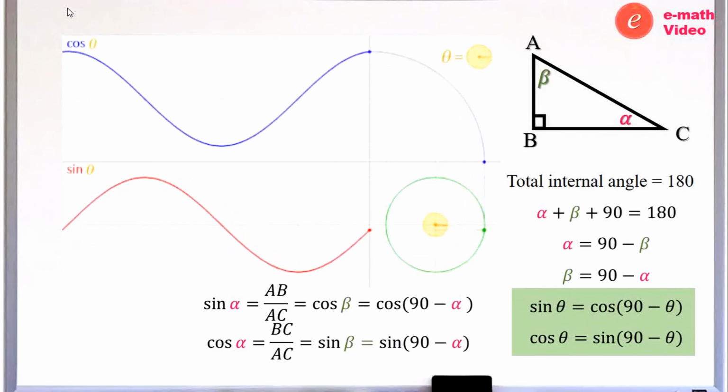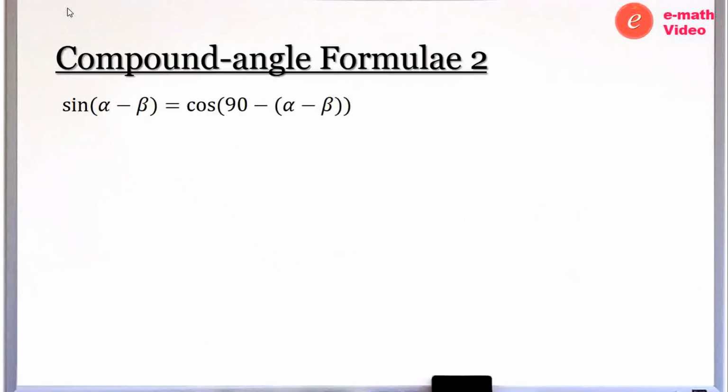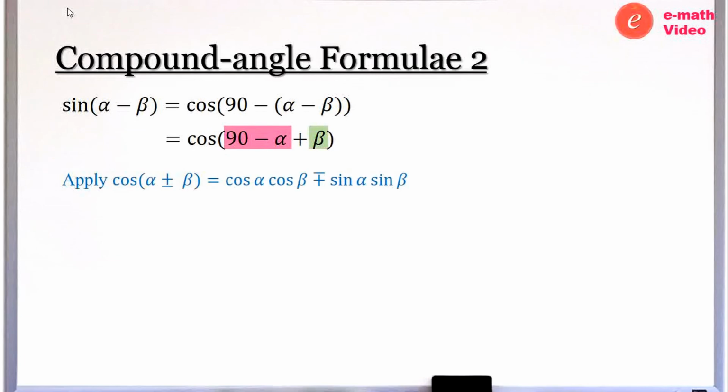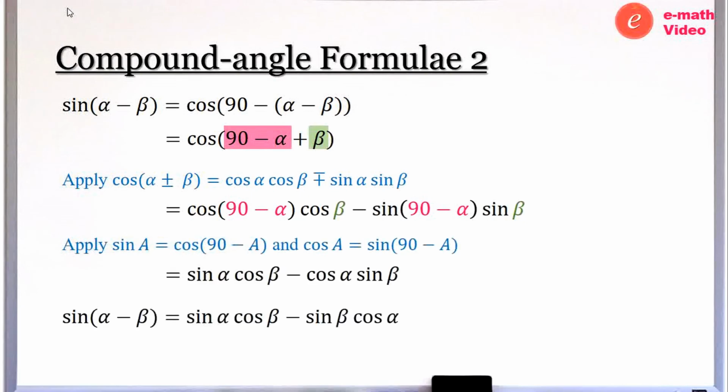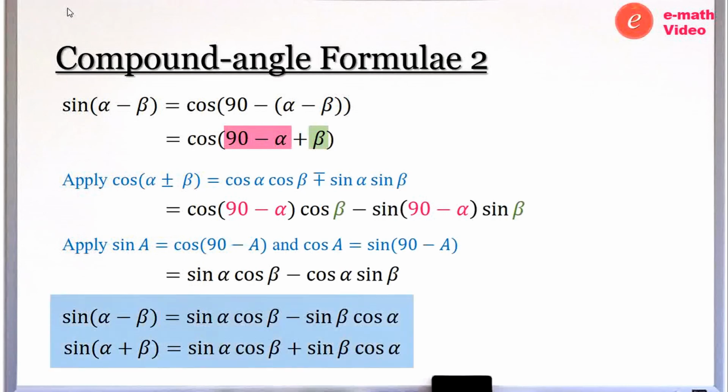With that concept, sine alpha minus beta equals to cos 90 minus bracket alpha minus beta. Expand the bracket, we get cos 90 minus alpha plus beta. We separate the compound angle like this. We can apply the first formula that we have proved just now. Again, sine and cosine are related by 90. Finally, we have sine alpha minus beta equals to sine alpha cos beta minus sine beta cos alpha. With this in the set, we have proved the second one.